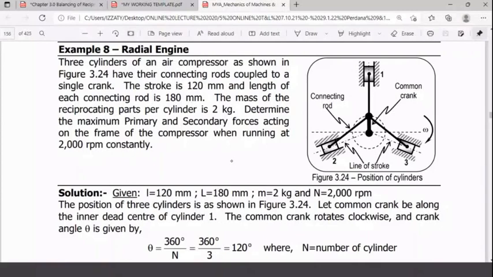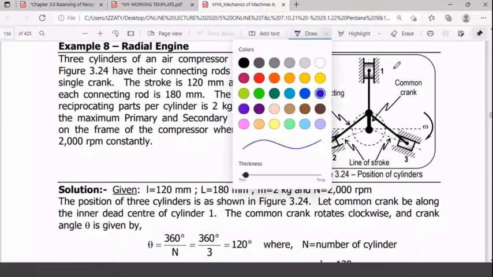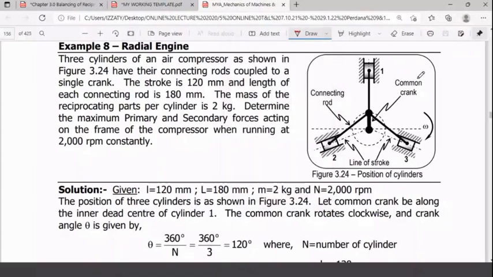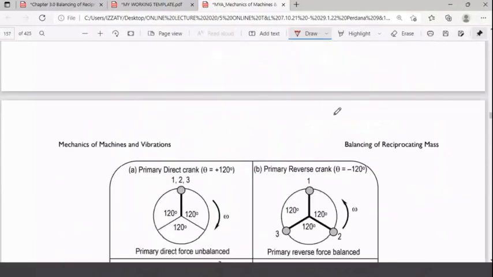A very quick one, class. Look at here. Your theta is equal to 360 divided by n. Of course, your n will be 3 cylinders, so that will give you 120. So the arrangement will be as what we have here. We are going to construct a small circle here, so you will have it as such.